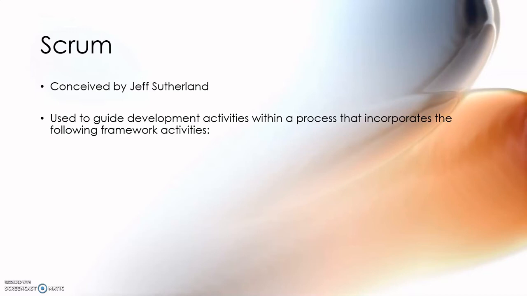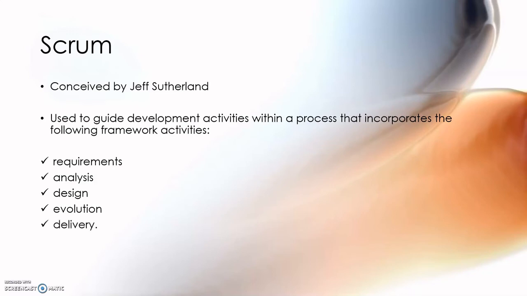Scrum principles are consistent with the Agile Manifesto and are used to guide development activities within a process that incorporates the following framework activities. Let's see what are they. First one, that is requirements, analysis, design, evolution, and delivery. Within each framework activity, work tasks occur within a process pattern called a sprint. The work conducted within a sprint is adapted to the problem at hand and is defined, often modified in real time by the Scrum team.